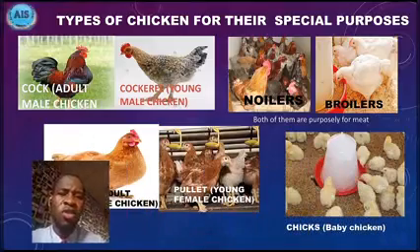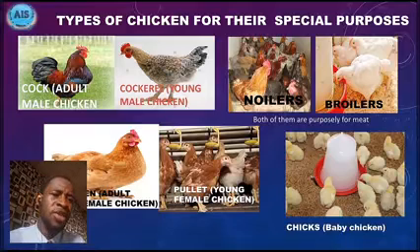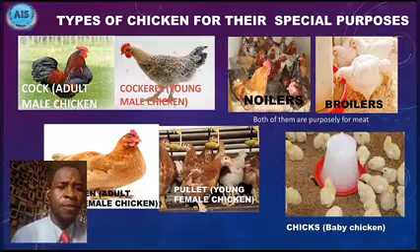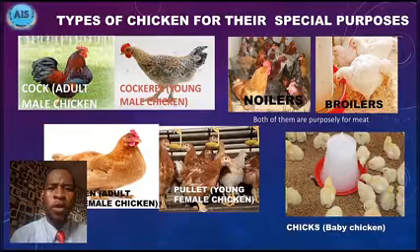Good. The last but not the least on this page, we have the chicks. Can you see them? These are the chicks. They are also a type of chicken. Can you see them? They are chicks, and they are called baby chicken. Do you understand?